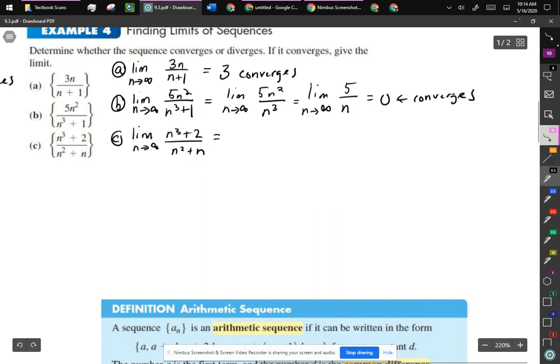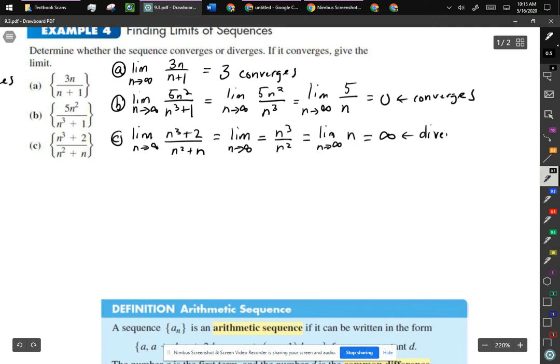So let's go ahead and focus only on the parts that make a difference. So this would be n cubed over n squared, right? And in that case, well, that's just going to be limit as n approaches infinity of just n. Well, that just means it's going to infinity, right? And so that diverges because it's not approaching a single value. And that's it.